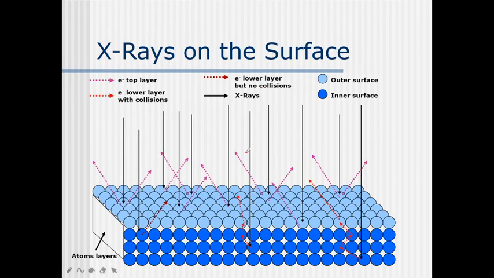Now X-rays on the surface. Let us understand this is some kind of surface. There is an outer surface, there is an inner surface. Now the electrons are being ejected from the top layer. This purple color is from the electrons of the top layer. And the red color represents electrons from the lower layer with collisions.